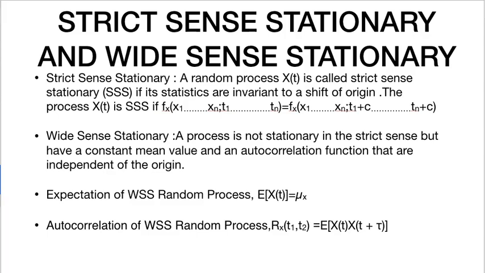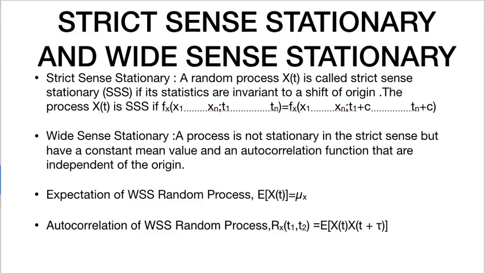Okay, these could be the outcomes for time instants t1 to tn, will be equal to f of x1 to xn, but with a shift in the origin, t1 plus c to tn plus c. Thus, this shift does not impact a strict sense stationary function. However, a wide sense stationary process is one which is not stationary in the strict sense but has a constant mean value and an autocorrelation function that are independent of the origin.